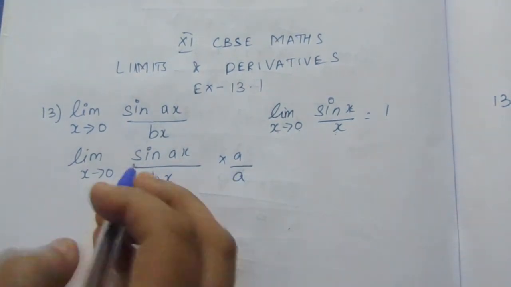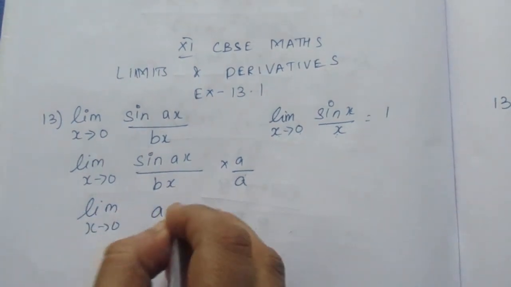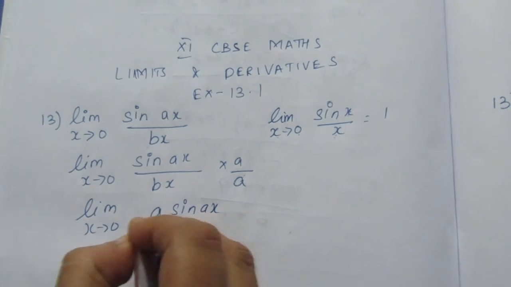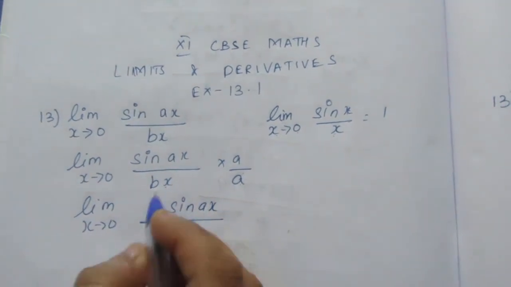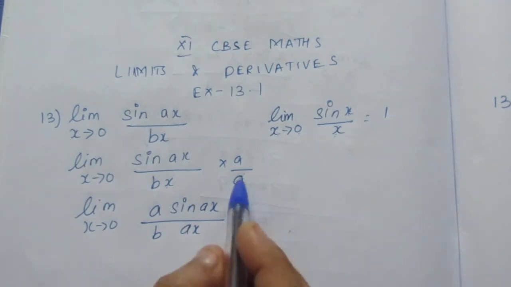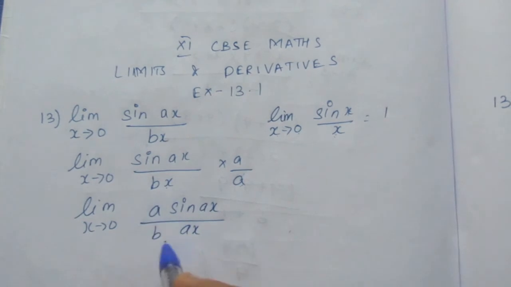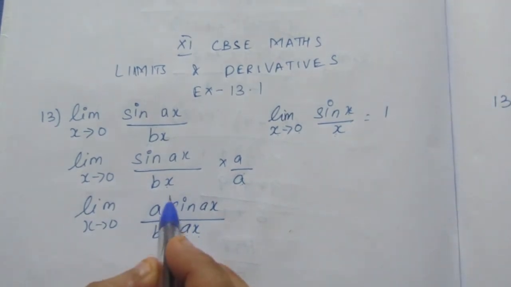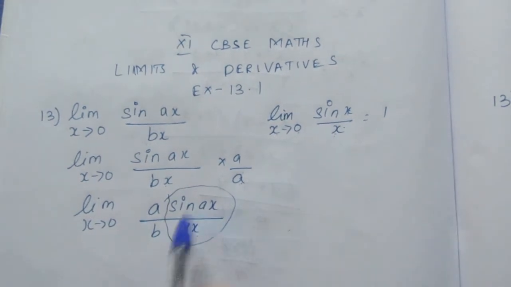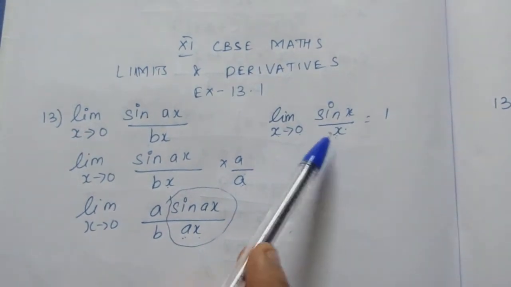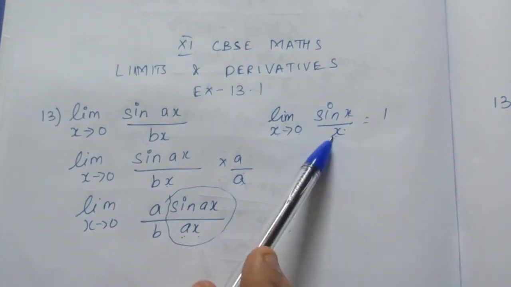Now this becomes limit x tends to 0 a into sin ax by, I'm joining ax together with b. We are just multiplying, so I can write a anywhere else. So I'm writing ax together. Now we know that this is in the form of the formula. Don't draw this, I just want to explain. This is in the form of the formula sin x by x.